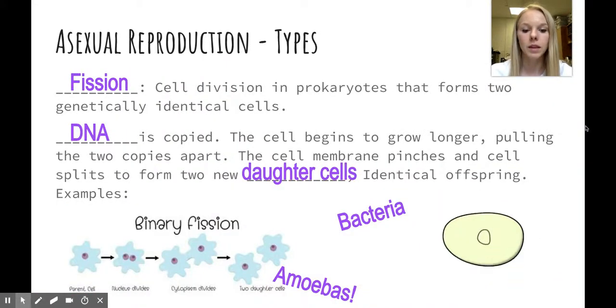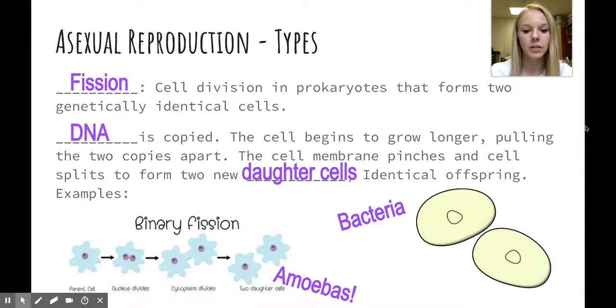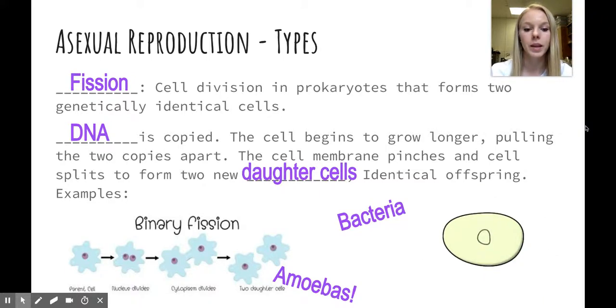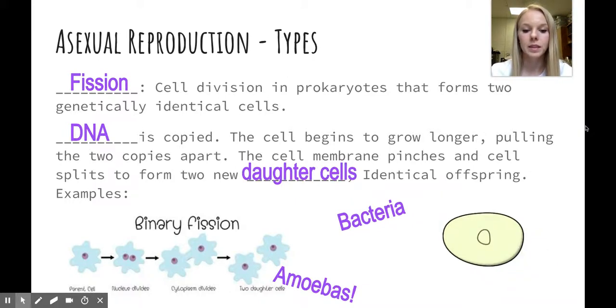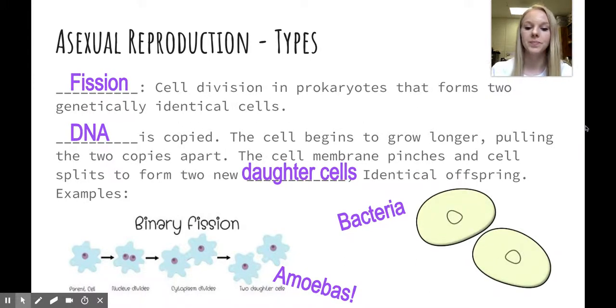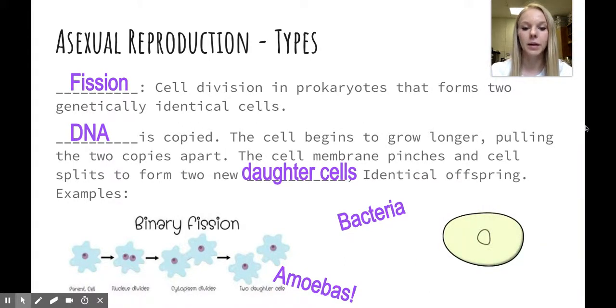There are several types of asexual reproduction. Binary fission is when prokaryotes divide to form two genetically identical cells. In fission, the DNA is copied. The cell then grows longer, pulling the two copies apart. The cell membrane pinches, and the cell splits to form two new daughter cells. Both bacteria and amoebas reproduce through binary fission.